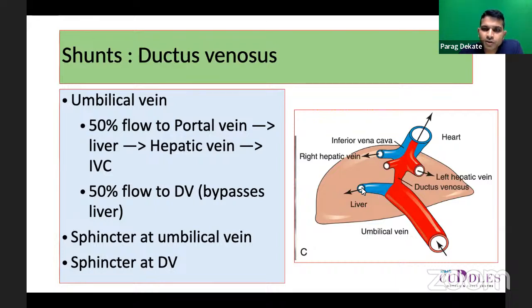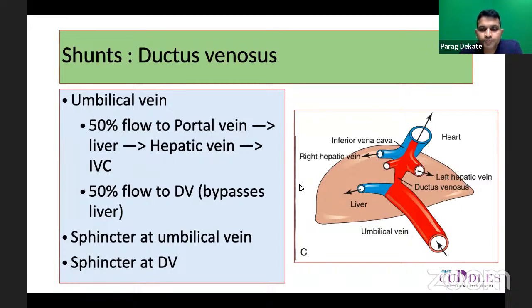Some blood goes into the liver through the portal vein. So 50% of the blood coming from the umbilical vein goes to the portal vein into the liver, and from the liver again back into the IVC through the right hepatic vein. 50% of the blood directly goes into the inferior vena cava. So it's highly oxygenated blood going directly from the umbilical vein to the inferior vena cava, while the blood going into the liver through the portal vein gets utilized by the liver, and then deoxygenated blood through the hepatic vein goes back into the IVC. So really important, 50-50% here, and there is a preferential flow depending upon the trajectory of flow.